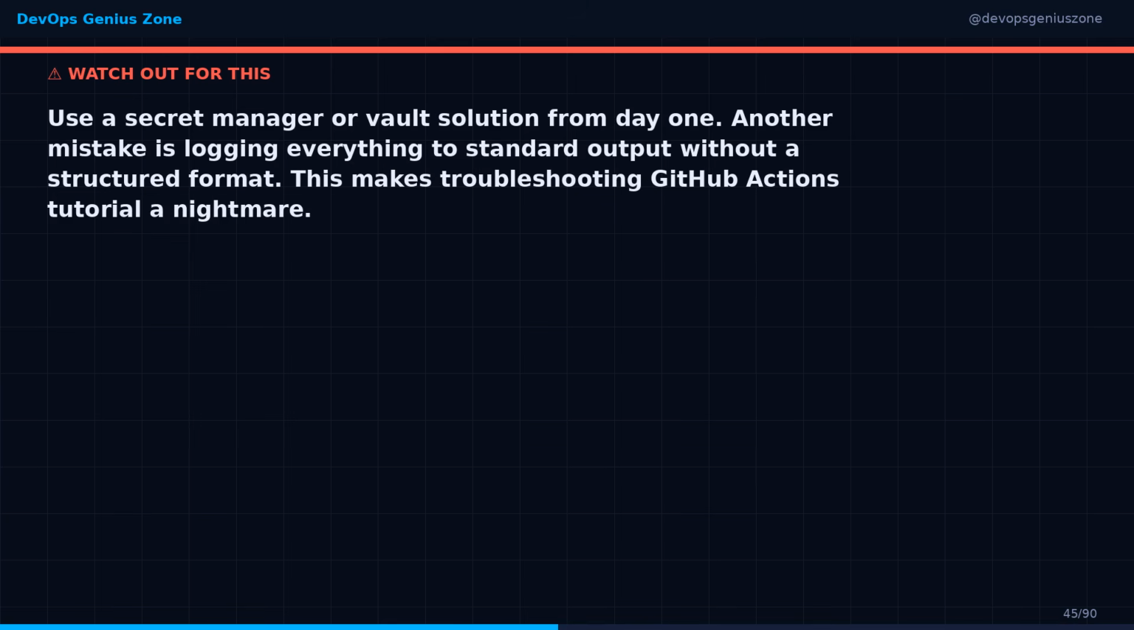A more subtle mistake I see, even from engineers with a couple of years of experience, is treating GitHub Actions tutorial as a one-time setup task instead of an ongoing practice.